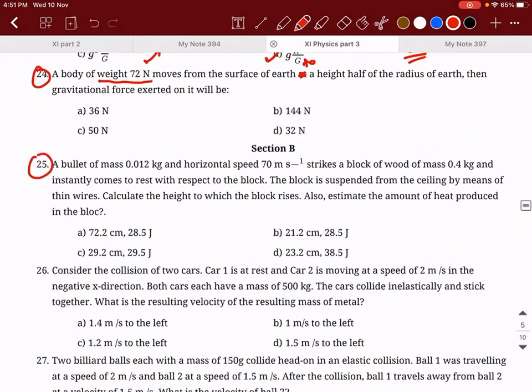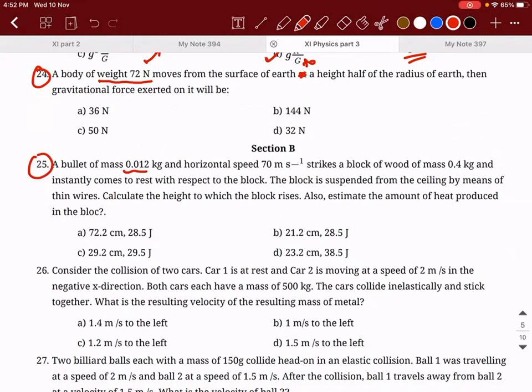So question 25. A bullet of mass 0.012 kilogram and horizontal speed of 70 meters per second strikes a block of wood of mass 0.4 kilogram and instantly comes to rest with respect to the block. The block is suspended from the ceiling by means of thin wires. Calculate the height to which the block is raised. Also estimate the amount of heat produced. This is actually a textbook problem.